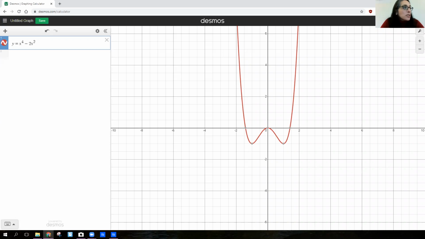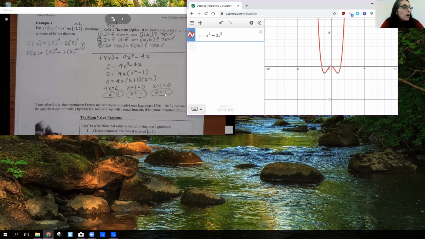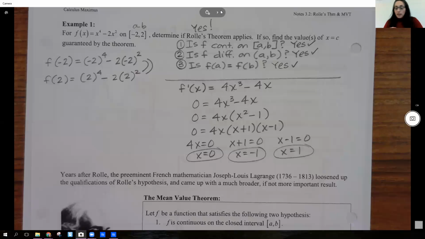Remember those 3 spots that we just found algebraically? 0, -1, and 1. Here they are. At 0, there's a spot where the derivative would be nice and flat. That would be 0. At +1, the derivative would be 0. The slope of the tangent line would be 0. And right here at -1, the slope would be 0. So that makes sense with our graph. And we just did that all algebraically without having to rely on the graph. All right, so let's move on.